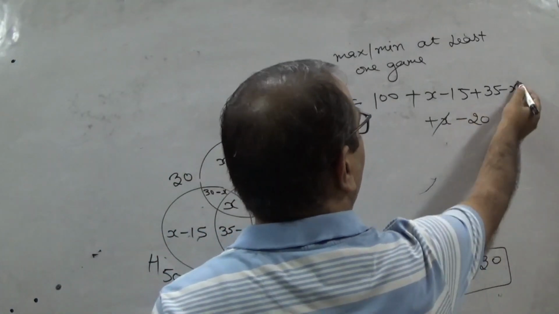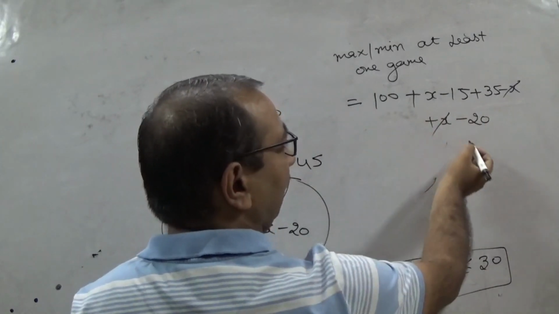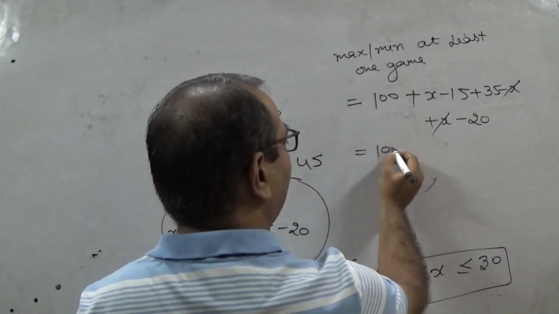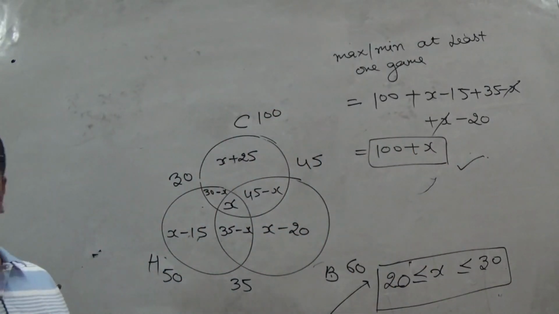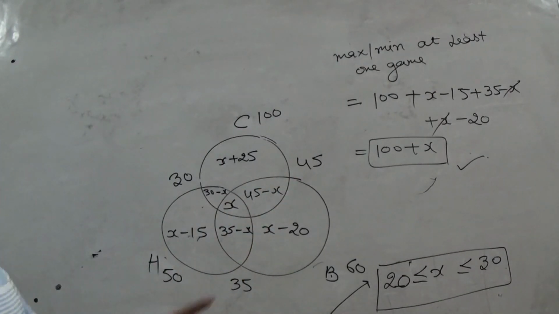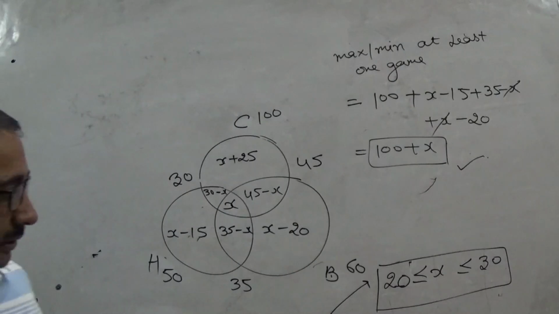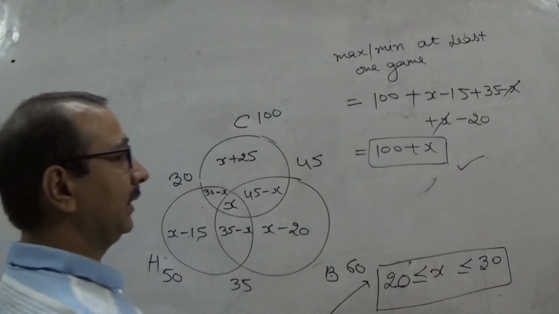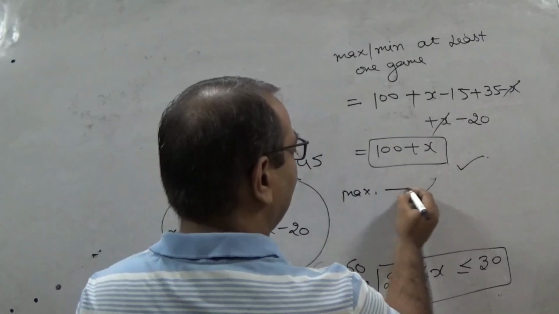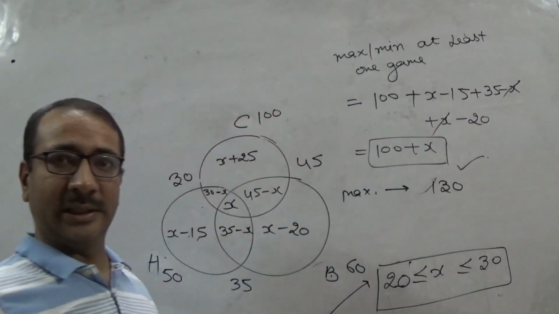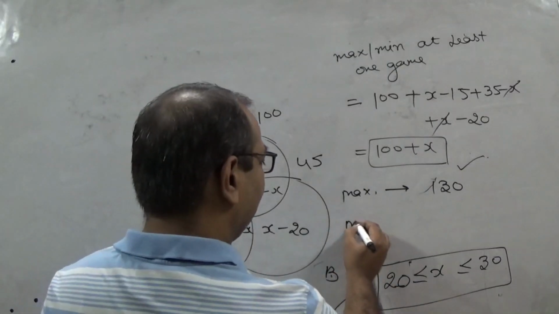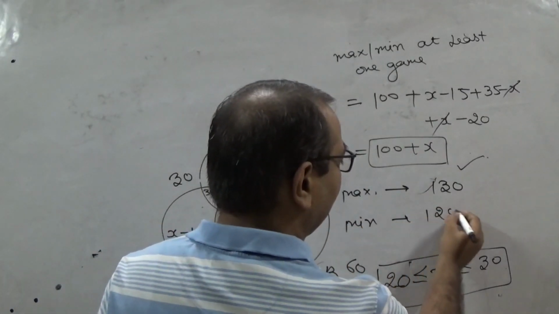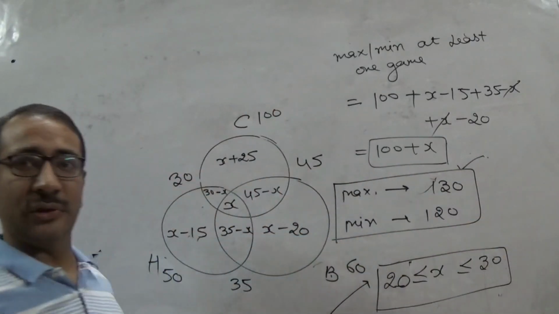What we can say, x is going to be cancelled out. So 100 plus 35, 135 minus 35, you get 100 plus x. Means the number of students playing at least one game is 100 plus x. ठीक है? अब देखिए, if you have to find the maximum value of this, so where x is maximum, that is my answer. I know that the maximum value of x is 30. It means the maximum number of students playing at least one game will be 130. ठीक है? And if I have to find the minimum value of this, the minimum value for x is 20. That means the minimum value would be 120. That becomes our answer. ठीक है? तो मतलब questions are very easy.